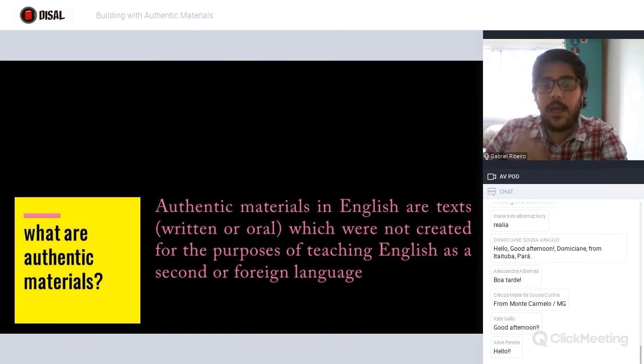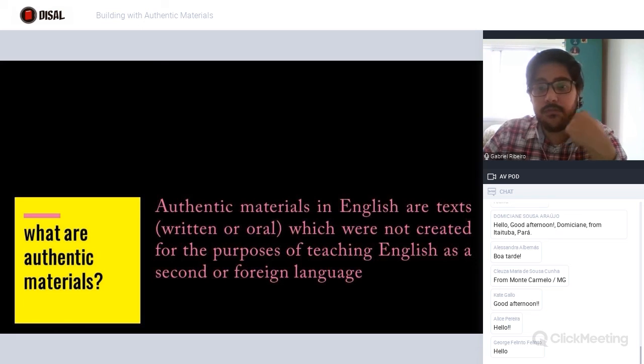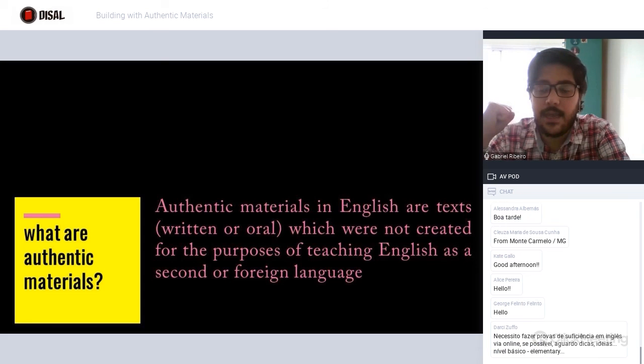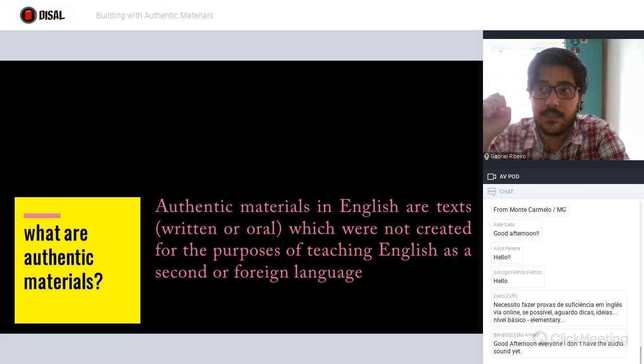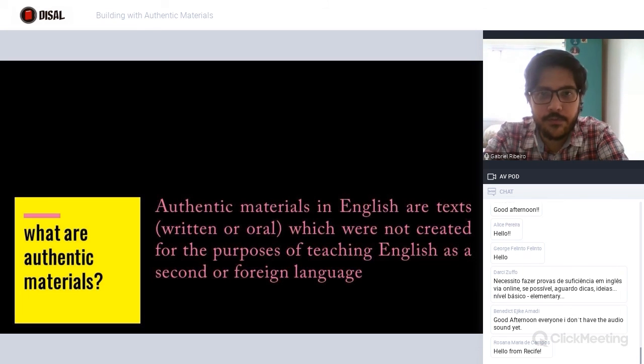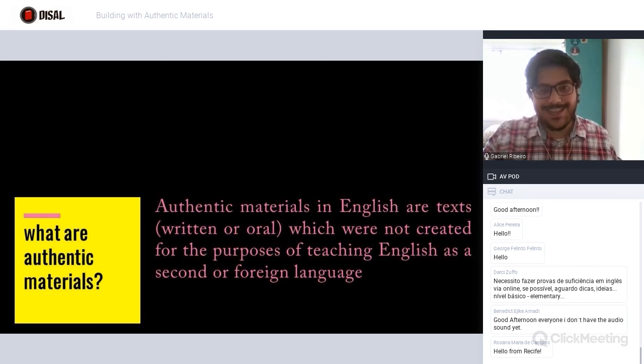I like to give this definition when I'm talking to my students, for example. They are texts, so it's important that we're considering texts as written and oral. So we're talking about texts that are considered linguistically, so they are production, either orally or written. And they were not created for this purpose. They were not created to teach English. They were created for something else. So when we use them in class, we are using them as they are.